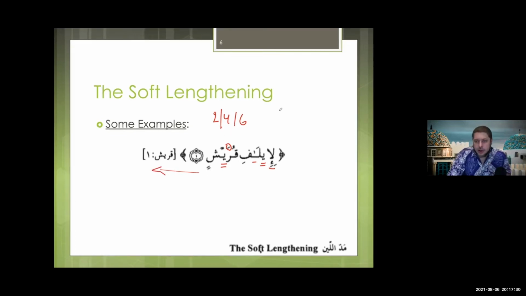You're not doing waqf. W-A-Q-F. If you're not stopping here, right? You're not making waqf. You're making wasl. Then this one cancels itself. There is no longer 2, 4, or 6. This doesn't apply anymore. It's nothing. It's not even 2. You will say something like this.